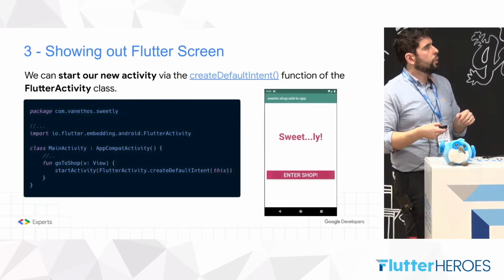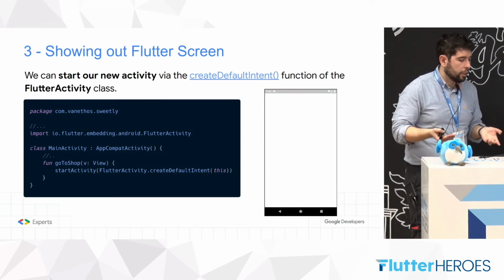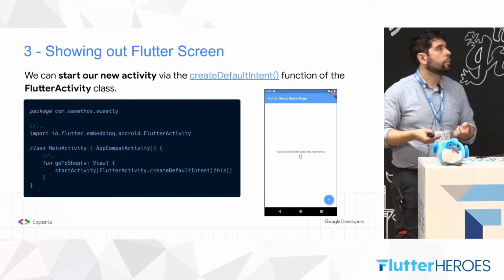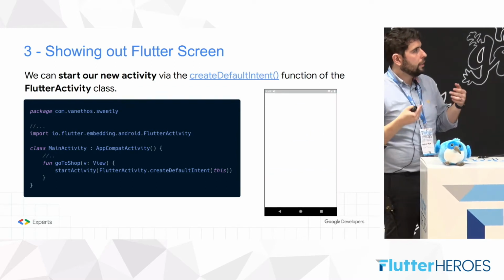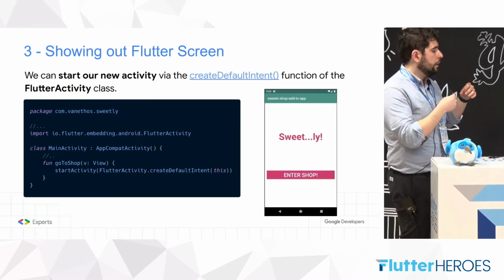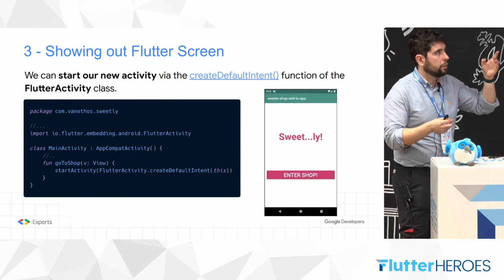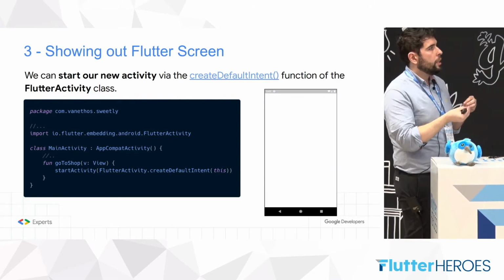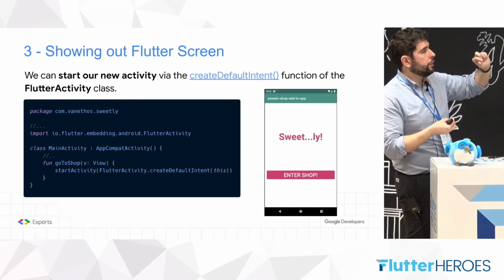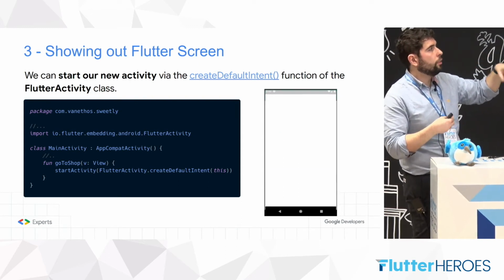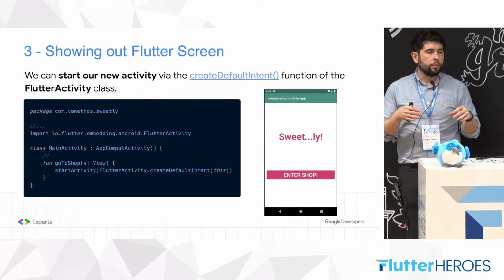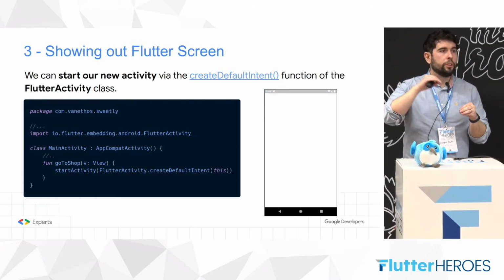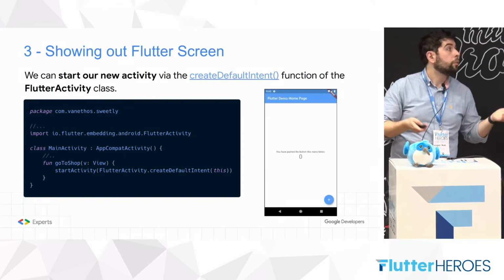Now, inside our Kotlin, not Java, code, we need to extend our AppCompatActivity. And in the first screen, in this case the login screen, we create a new intent with FlutterActivity.createDefaultIntent of this. This is a helper function that we already have, and this function will allow us to transition directly to the screen that we created.